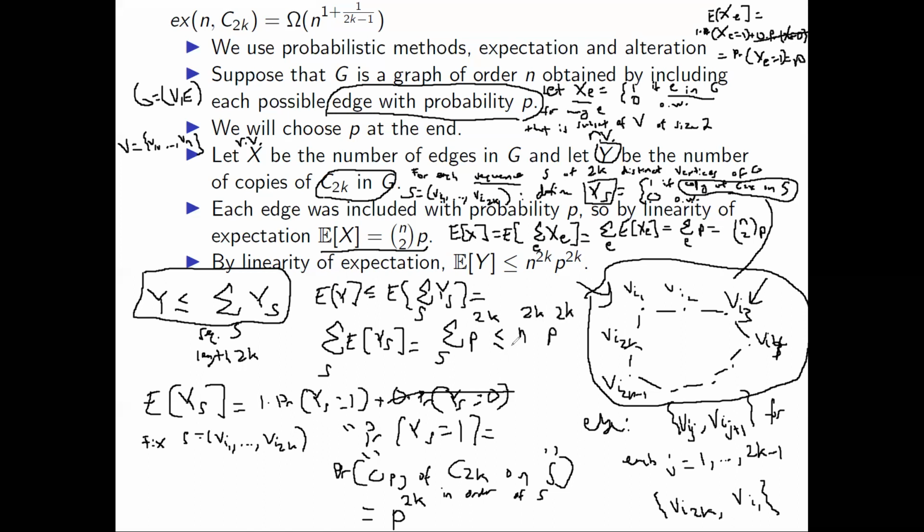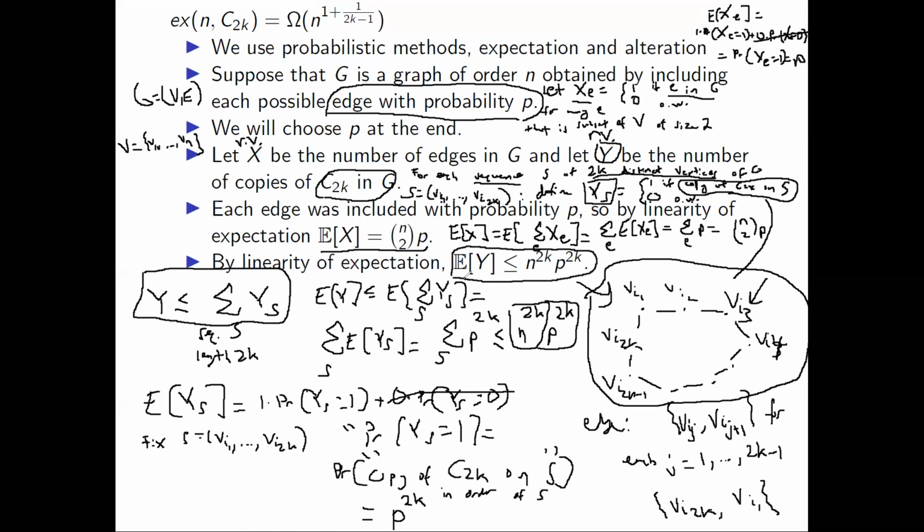So the number of sequences of length 2k, sequences of 2k distinct vertices of G, we get n times n minus 1 times n minus 2 all the way down to n minus 2k plus 1, which is clearly less than n to the 2k. And we're summing p to the 2k that many times. So it's n to the 2k times p to the 2k. So that's why we got this expectation for Y.